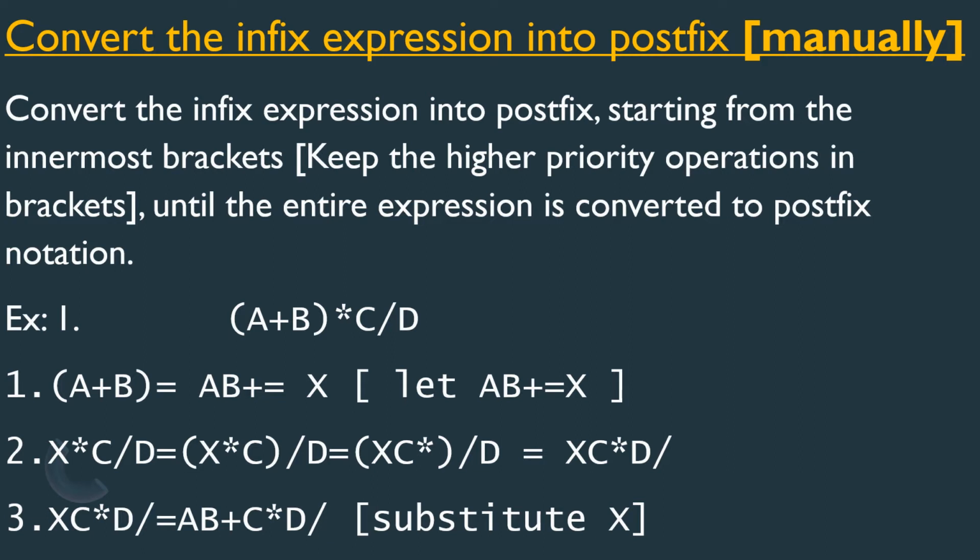Now let's see how to do this. There is one example: a plus b within brackets, into c divided by d. Here the first operation will be a plus b because that is kept in a bracket, and brackets have the high priority. So first of all, we will do a plus b. a plus b in its postfix form is ab plus, as you know the operator will come to the right of the operands. Now let's give it a name, x. Let's say ab plus is x.